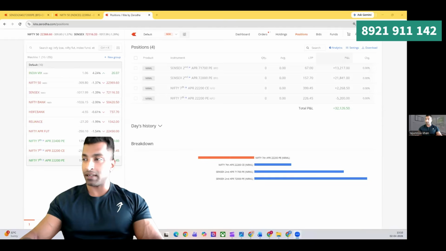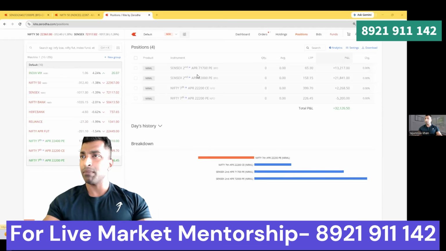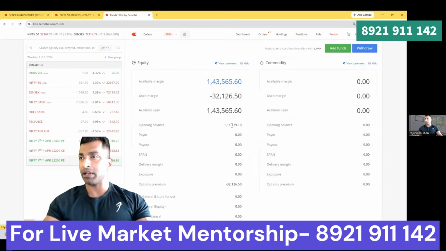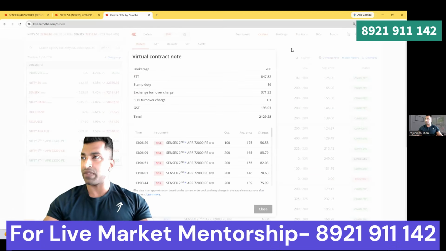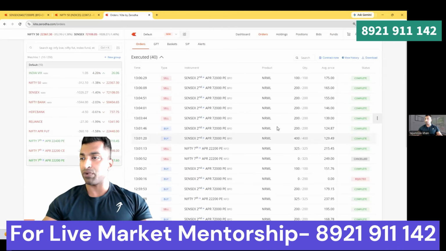So I'll show you one example, the trade that I have taken. If you see here, it's Sensex expiry. We are so far done with 32,000 profit, mostly on the put side, and the capital used is around 1,11,000. So which is a very decent profit, almost 30%. And if you look, the charges are also around 2,000, which is very decent. So this is the one which I want to show you.